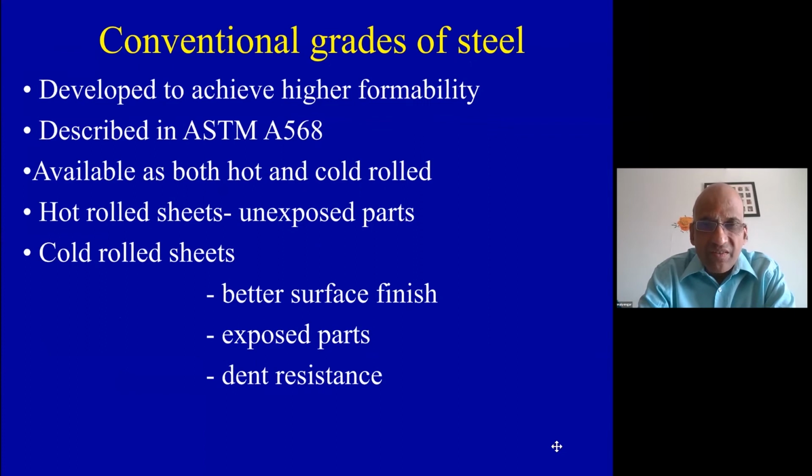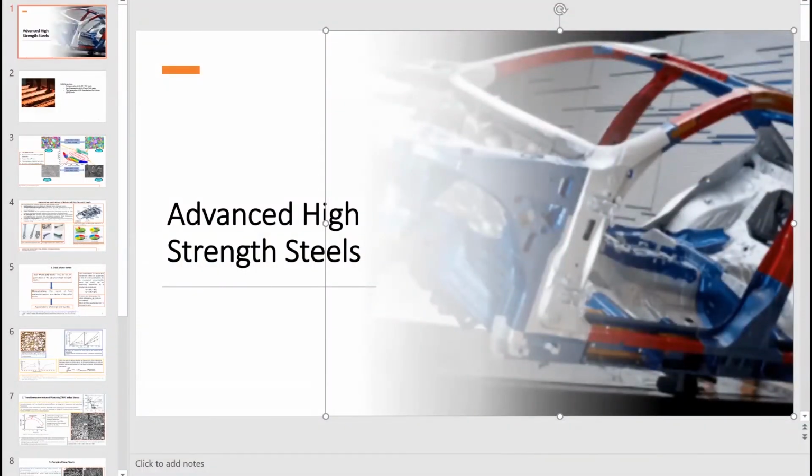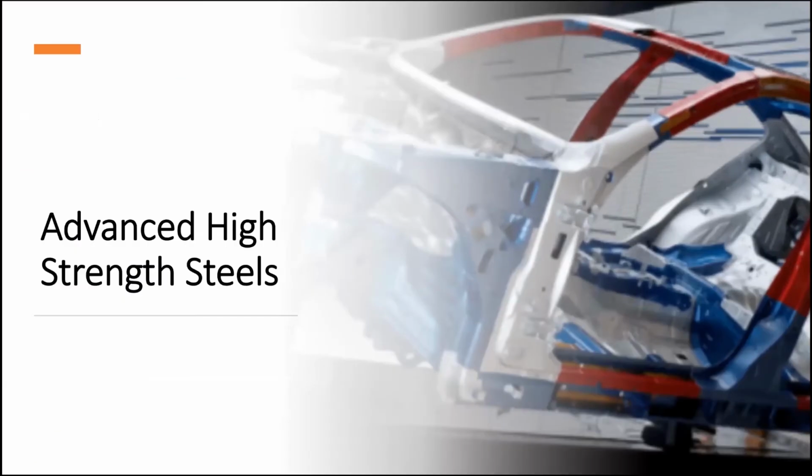The cold roll parts sheets are used in exposed parts where you need better surface finish, and where you also need strength. What is called the advanced high strength steel, or in short, AHSS, is an evolving R&D problem. So we can get a feel for what are the various steels that are available under this, right? And where the technology is moving or where the developments are taking place.